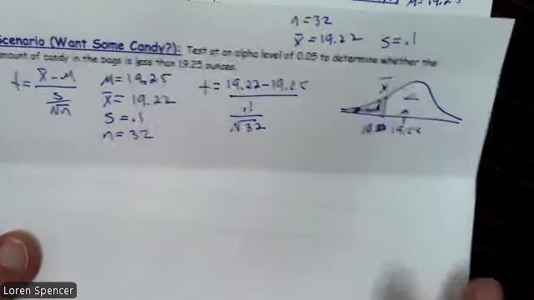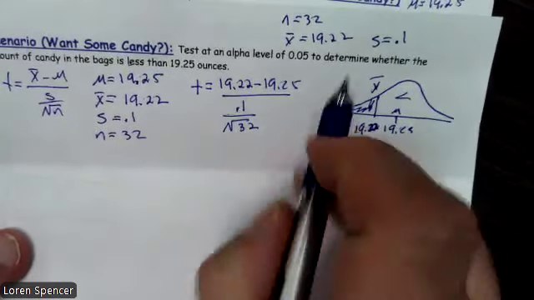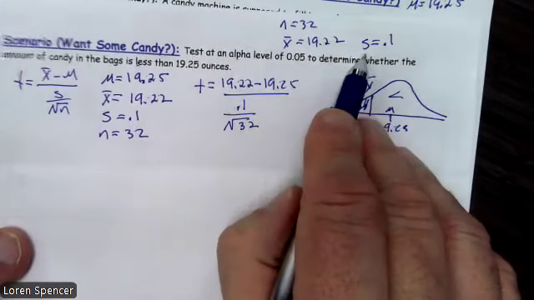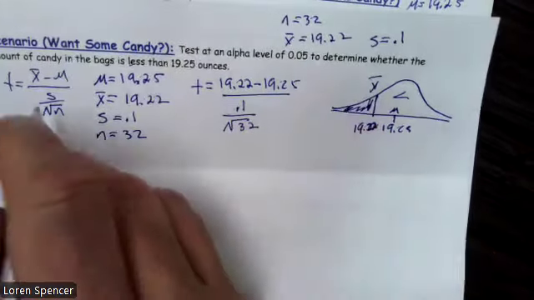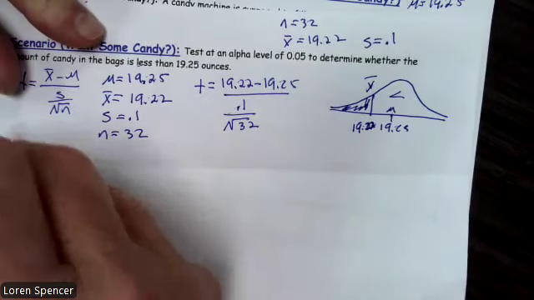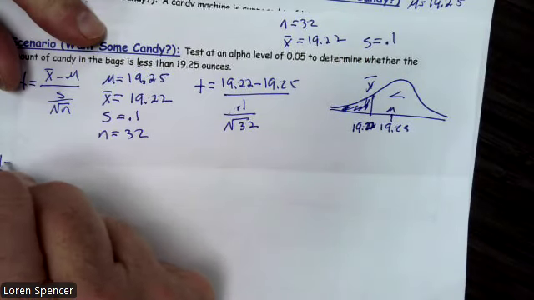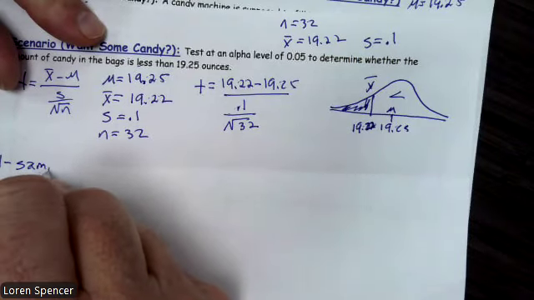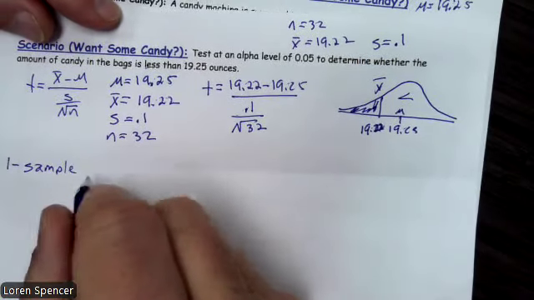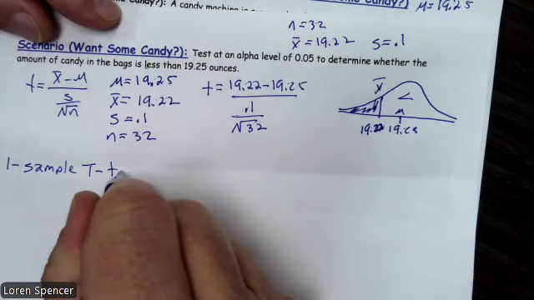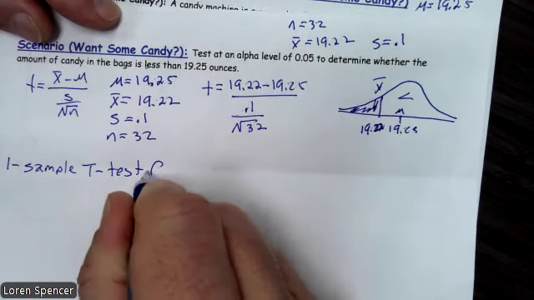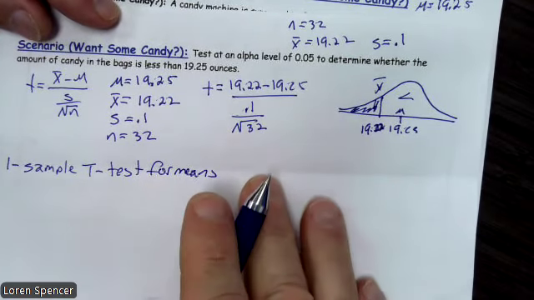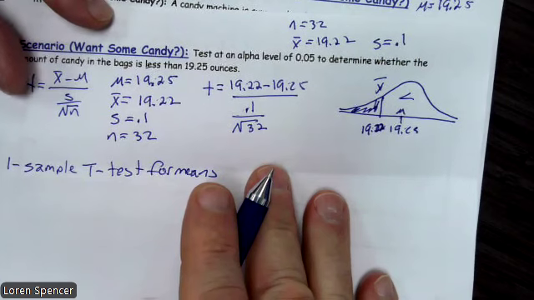I need to identify the type of test I'm running. Because we are using the sample, we already know it's a t because we said it was, but it's because it's a sample standard deviation. So how many samples were there? One sample. The distribution is a t. T-test. And what are we testing? We're testing for means. All right, so I've gone ahead and done that.